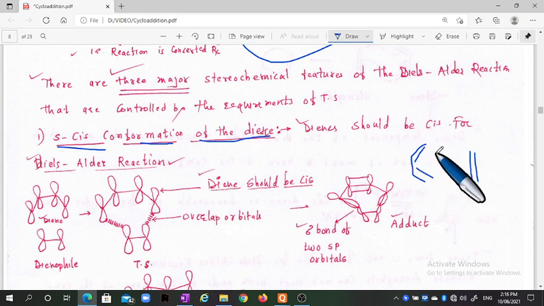This is our diene, and it should require the cis conformation. It should be cis, so it easily reacts at this terminal carbon. This double bond moves towards this, and this will react with this.